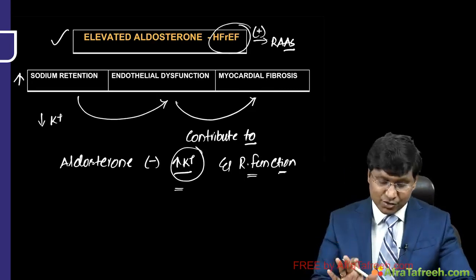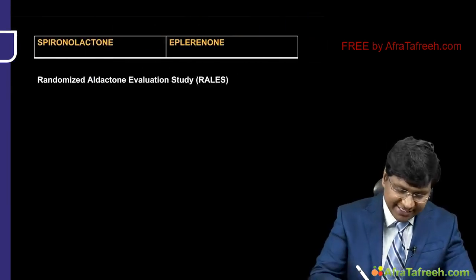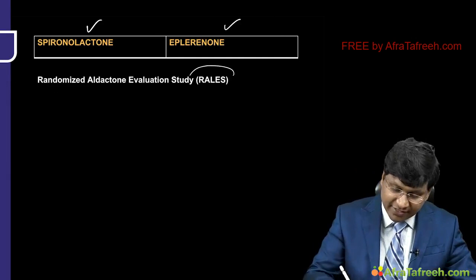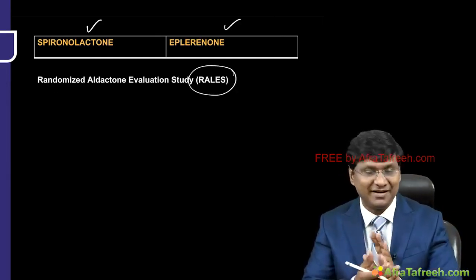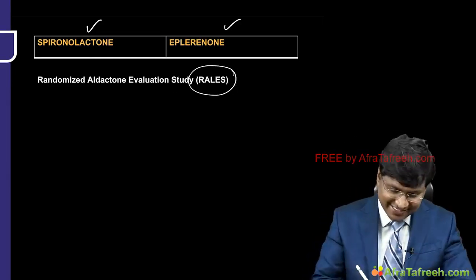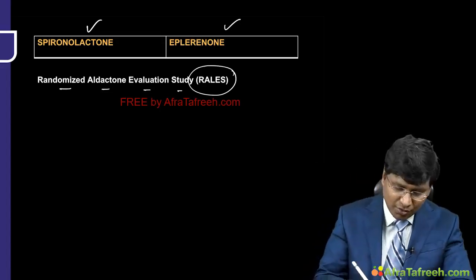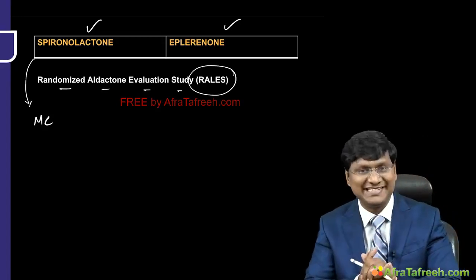Okay, right. So that is the story of your aldosterone antagonists, and the examples are what? That is spironolactone and as well as eplerenone. And what is the name of the trial which showed that spironolactone is very useful for heart failure? That is the RALES trial. So what is that RALES trial? That is the Randomized Aldactone Evaluation Study. So this is the most commonly utilized agent.